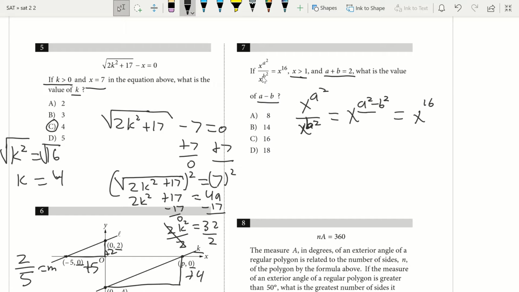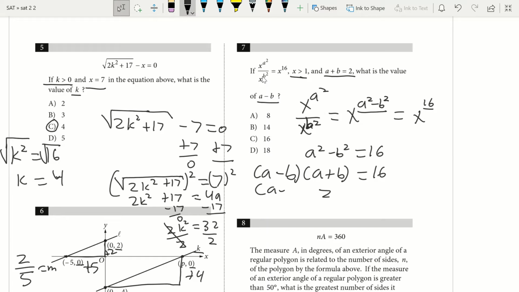So now we can say that a² − b² equals 16. Okay, now we're told a + b equals 2. The reason that's important is because when we see a² − b², we know that can be simplified into (a − b)(a + b). So if they're giving us a + b, and we know that that'll still equal 16, so they're giving us a + b is 2.